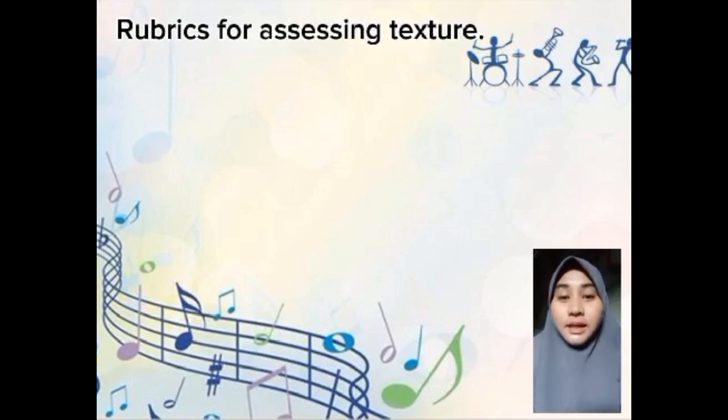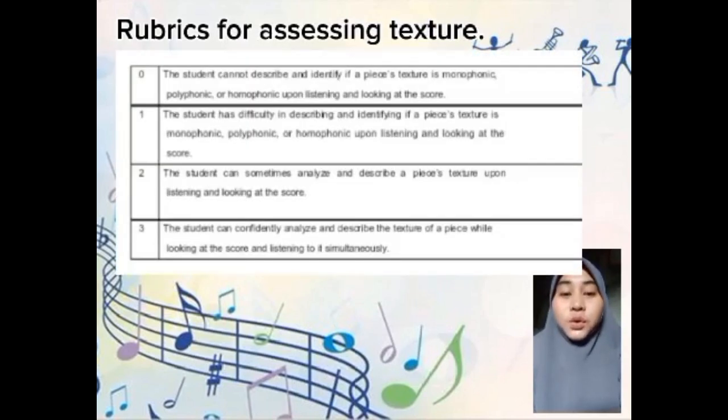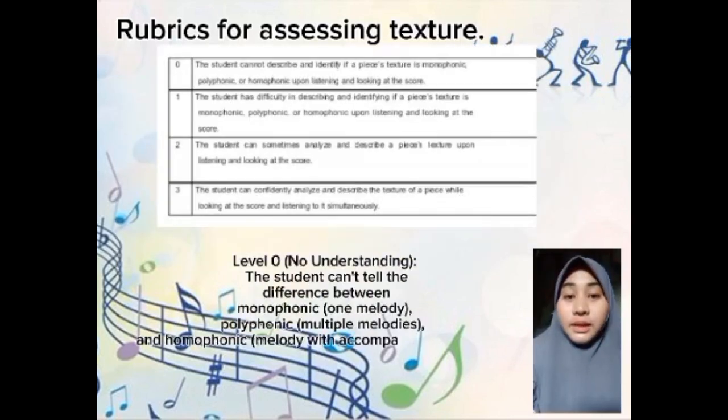So as you can see in the picture, it shows a rubric scoring guide to assess how well a student understands musical texture. Musical texture describes how different musical sounds work together in a piece of music. The rubric uses 4 levels, from level 0 to level 3, to describe the student's understanding. So level 0 is no understanding.